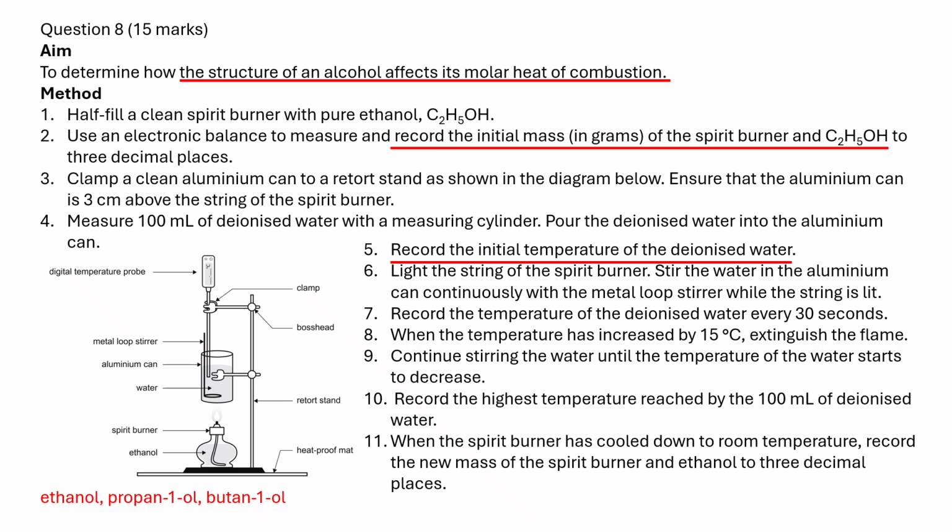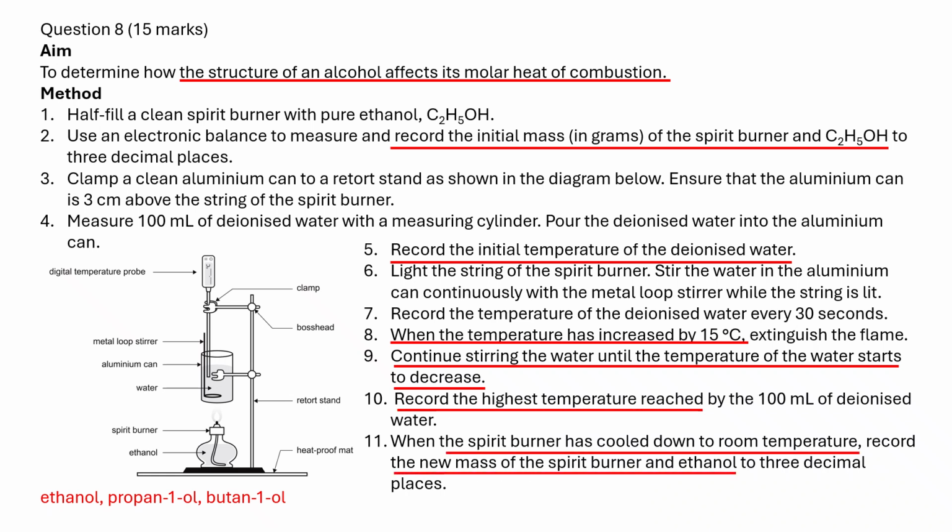The alcohol was then burned to heat the water, with the water's temperature recorded every 30 seconds. Once the water temperature rose by 15 degrees Celsius, the flame was put out. We noted the highest water temperature reached after stirring until it began to cool, and then recorded the final mass of the cooled spirit burner and alcohol.